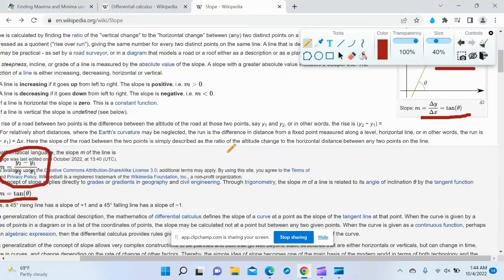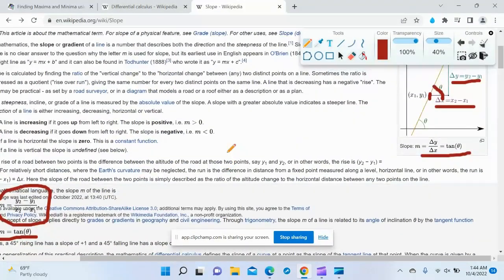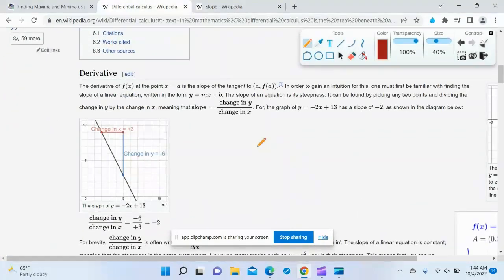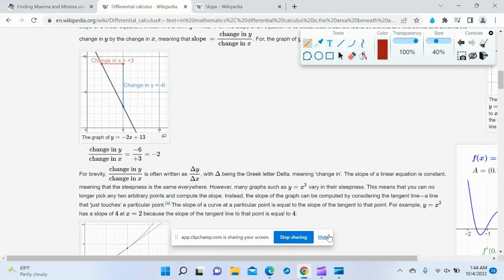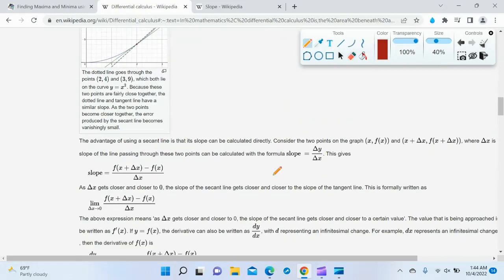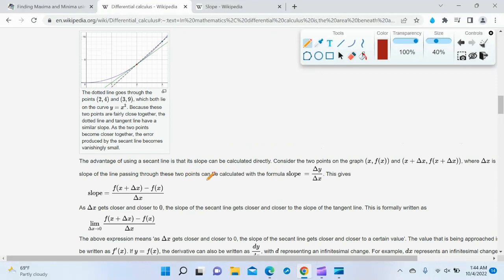Now let us come to differentiation. I have just given a very high-level understanding of slope. So what is differentiation? We already explained this in the previous chapter, and I would like you to go to that previous topic. There we understood what slope is: the change in y divided by the change in x.